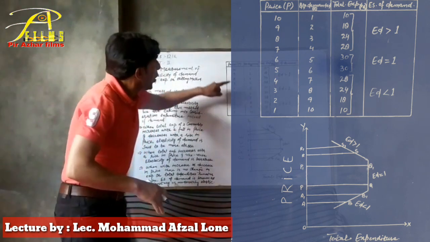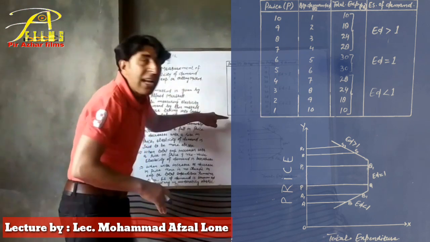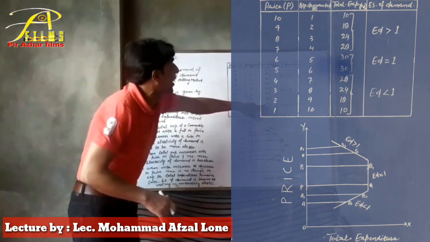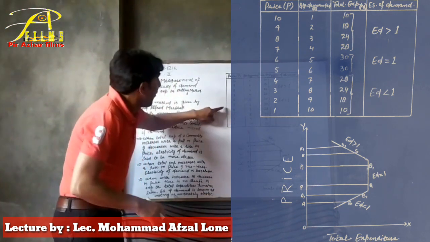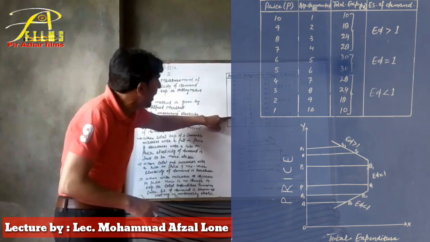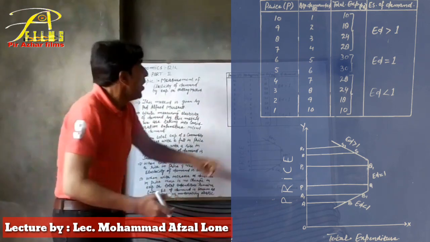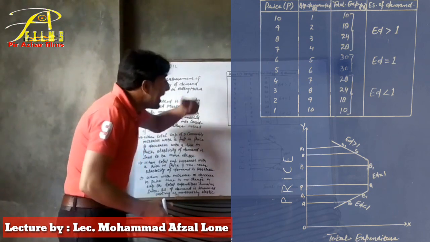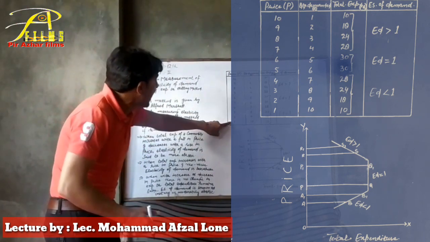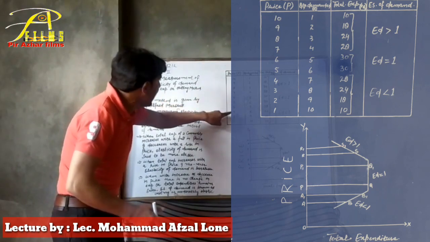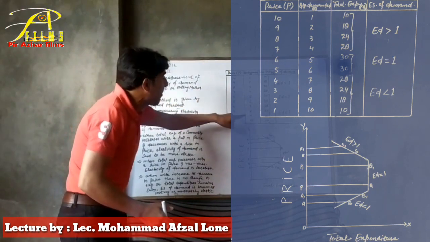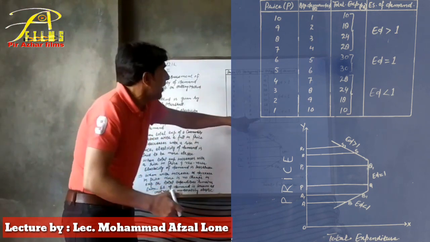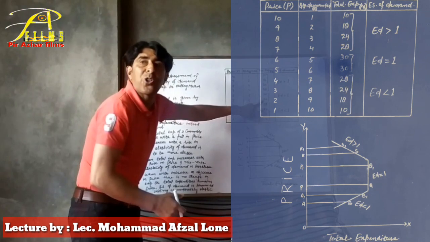In the first phase, total expenditure increases with the fall in price. Here, total expenditure falls from 28 to 24, then 18, then 10, with the fall in price from 4, 3, 2, and 1. Opposite happens here. Total expenditure falls with the fall in price. And see here, if our initial price is 1, then increases to 2, then 3, then 4, demand falls from 10 units to 9, 8, 7. Here, total expenditure increases: 10, 18, 24, 28.